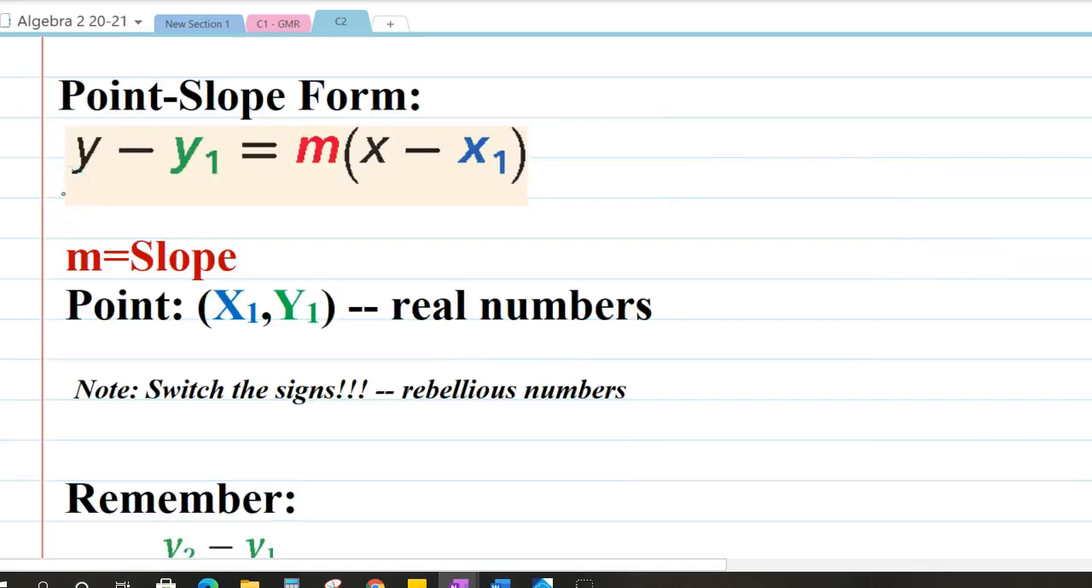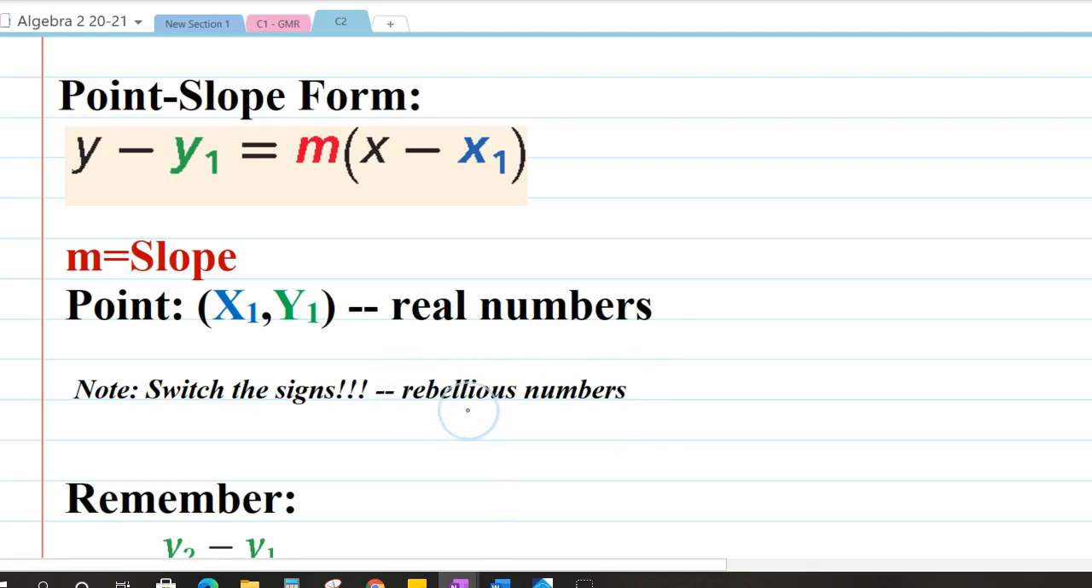Now, here's the formula for point-slope form. Point-slope form is y minus y1 is equal to m times x minus x1. The colorful x and y's, the green y1 and the blue x1, those are actual numbers. So when we have our real problems, those will be numbers. The m still stands for slope. Note, remember, switch the signs.